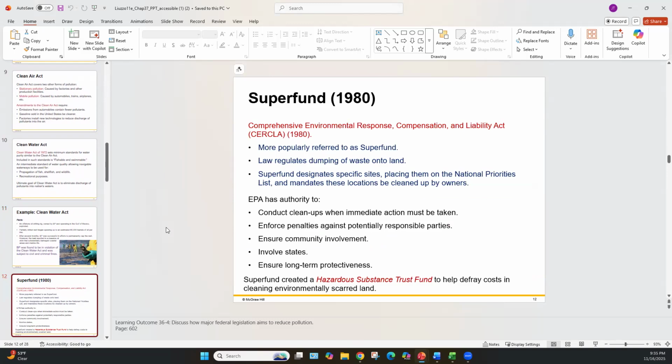The EPA, again the Environmental Protection Agency, has authority to conduct cleanups when immediate action must be taken, enforce penalties against potentially responsible parties, ensure community involvement, involve states, and ensure long-term protectiveness. Superfund created a hazardous substance trust fund to help defray costs in cleaning environmentally scarred land. Get into it a little bit more here.